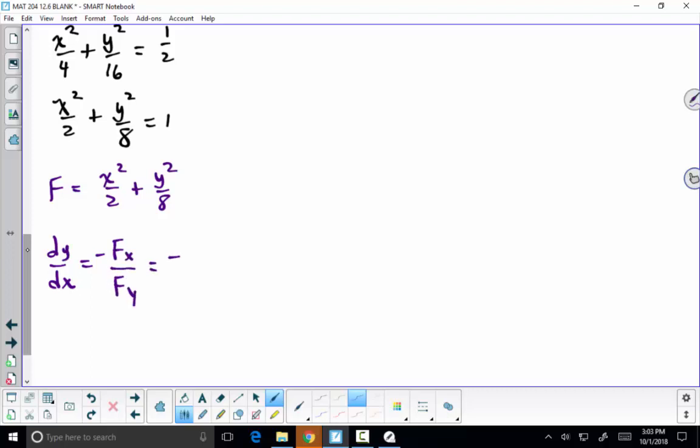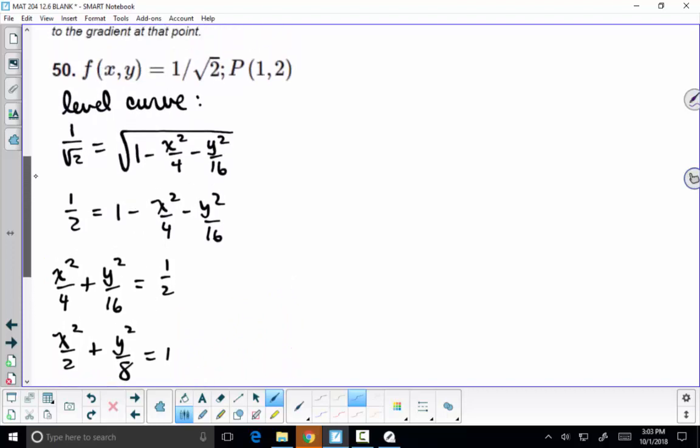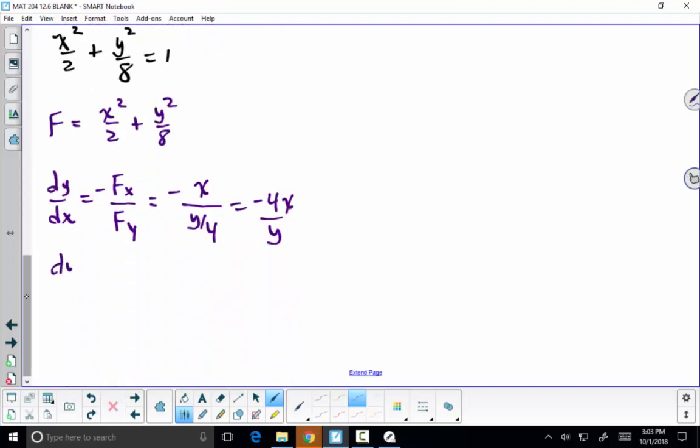So negative, and then f sub x is just x. f sub y is y divided by 4. So we get negative 4x divided by y. That's y divided by 4, right? Yes. Okay, y divided by 4. Just making sure. And then we want it at, what was our point of interest? 1, 2. So then dy/dx at the point P, (1, 2), we're going to get negative 4 divided by 2, so negative 2.